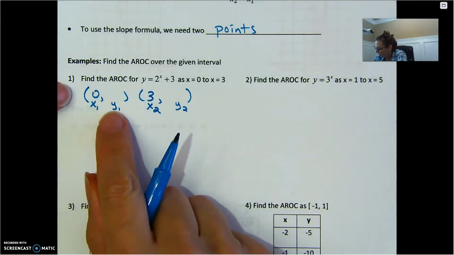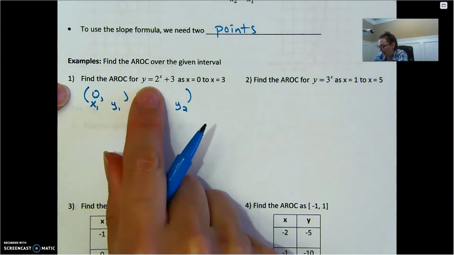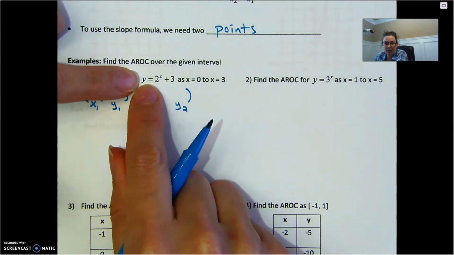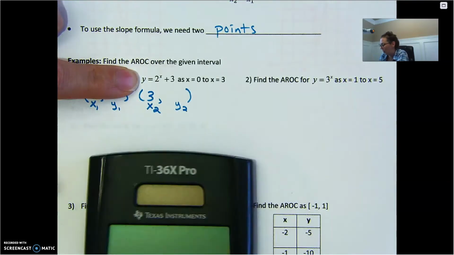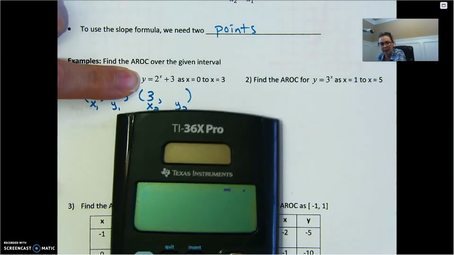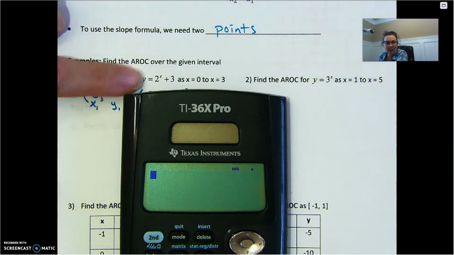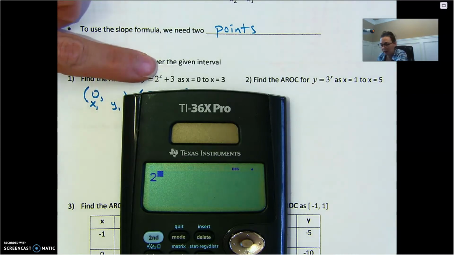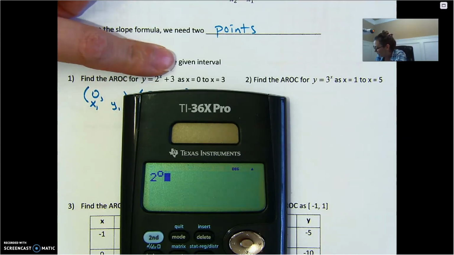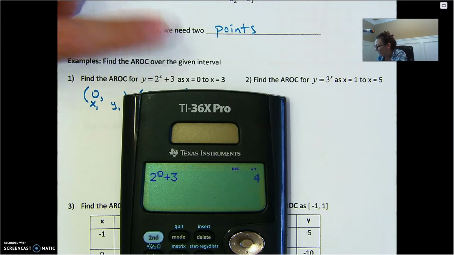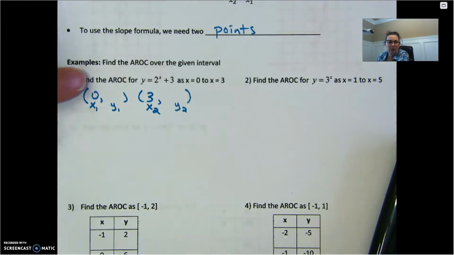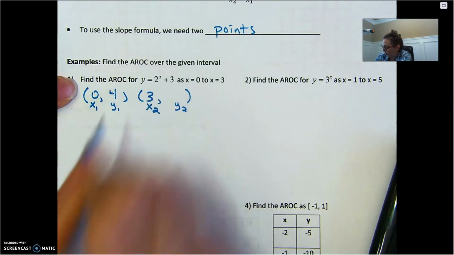Okay, so for this first y, when x is 0, let's plug in 0 for x and see what we get for this y. All right, so on my calculator, why not use it if you got it? We have 2 to the, we're going to plug 0 in for x, so 2 to the 0, plus 3. So it looks like this y is equaling a 4. So when x is 0, y is a 4.